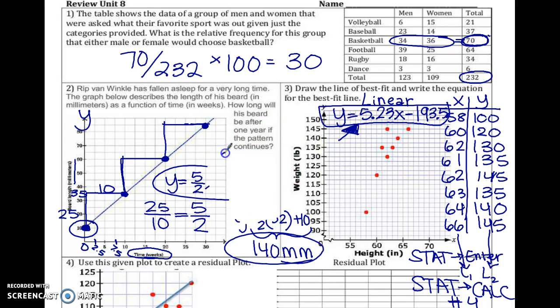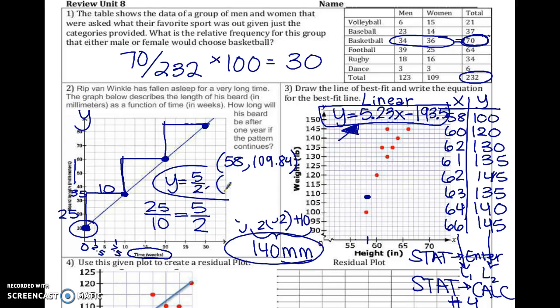I chose the number 58 and I plugged that in to the x, so 5.23 times 58 minus 193.5, and you get 109.84. So that's one of the points I can graph. So 58 would be there. And then it's real close to that point. We got, it's a little bit higher though. We got 109, so it's almost 110 there.